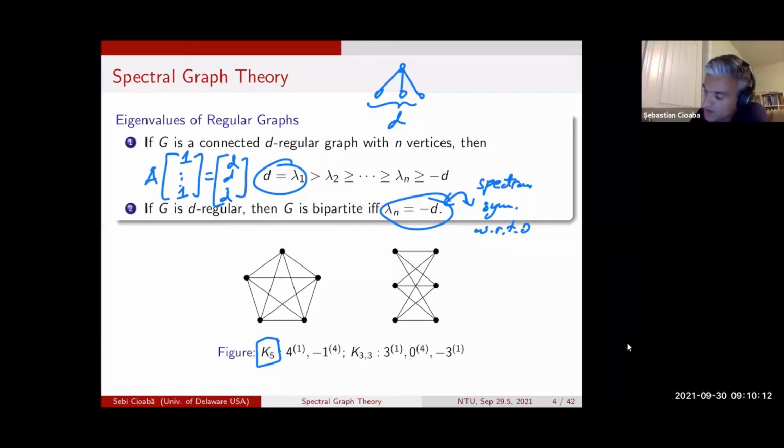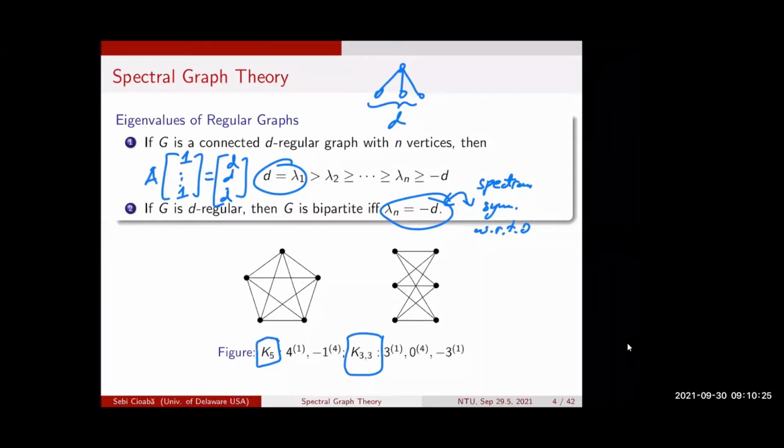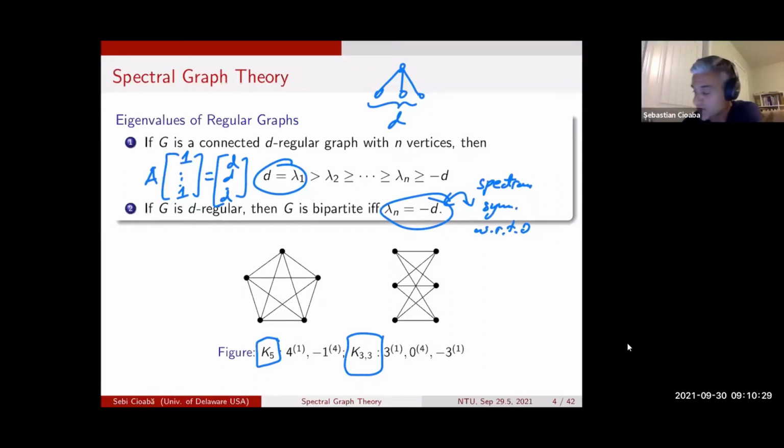And over here you have K33, the complete bipartite graph with 3 vertices on each side. In this case it's also regular, so 3 is the largest eigenvalue. And then it's symmetric with respect to 0, so you have 3, 0, and minus 3 as eigenvalues.